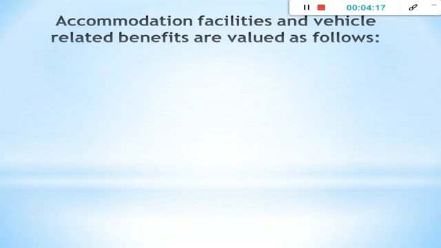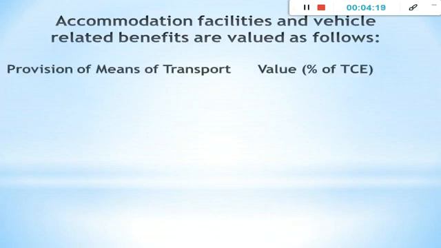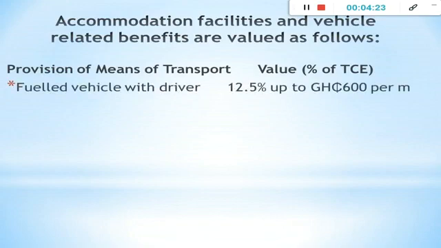Now let's talk about the vehicle related benefits as well. In the case of vehicle related benefits, where one is provided with fuel, a vehicle, and a driver, the person gets an additional benefit of 12.5% of the total cash emolument. But with this figure, the maximum amount that you can get is just 600 per month. So calculating this roughly for a year, which is 600 multiplied by 12, you are going to get 7,200. So for a whole year, this amount for the full vehicle with driver should not exceed 7,200. That's the 600 per month.